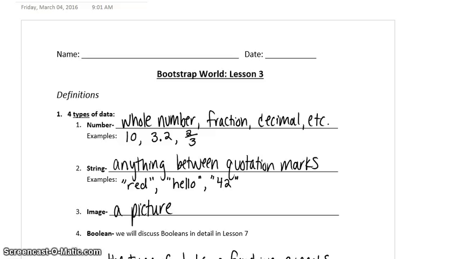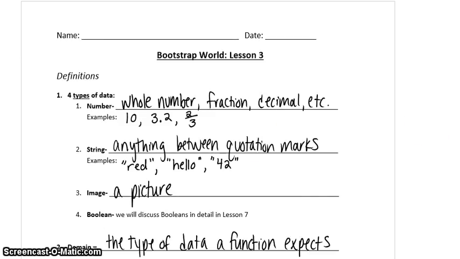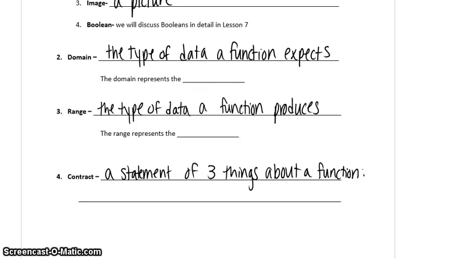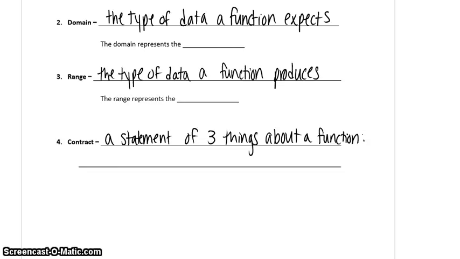And an image is, of course, a picture, like a picture of a star that is created by using the star function. The last couple definitions on this page deal with domain, range, and a contract. So go ahead and pause the video now and jot down these definitions.